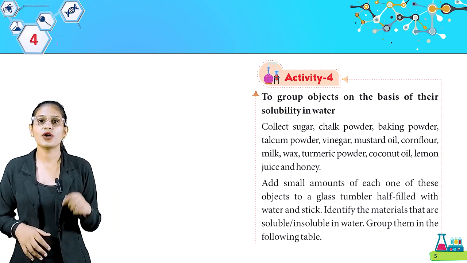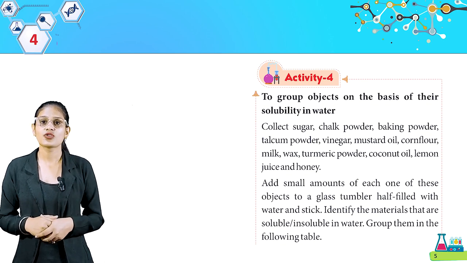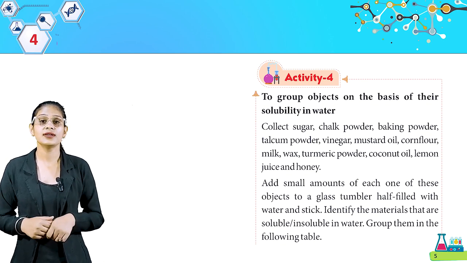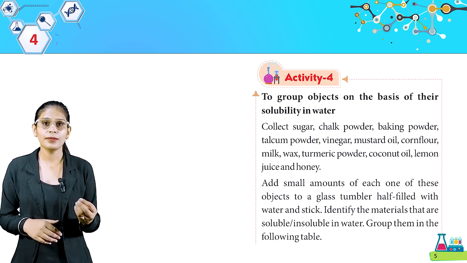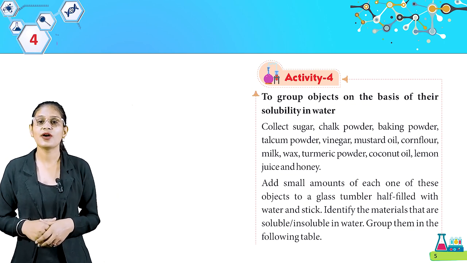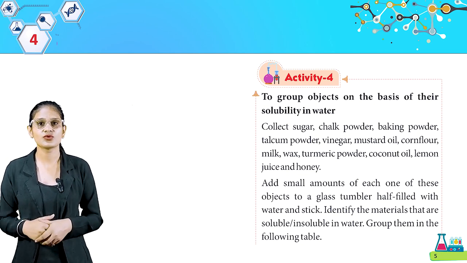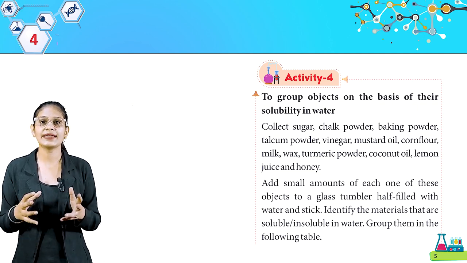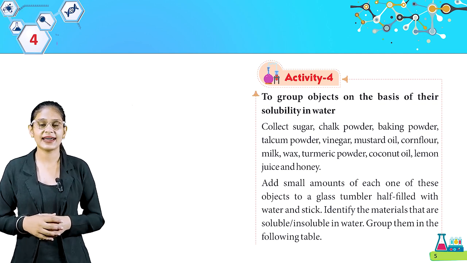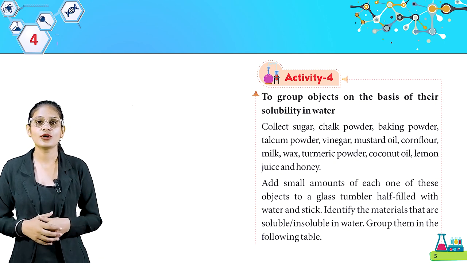To group objects on the basis of their solubility in water, collect sugar, chalk powder, baking powder, talcum powder, vinegar, mustard oil, corn flour, milk, wax, turmeric powder, coconut oil, lemon juice and honey. Add small amounts of each one of these objects to a glass tumbler half filled with water and stir with a stick. Identify the materials that are soluble or insoluble in water. Group them in the following table.